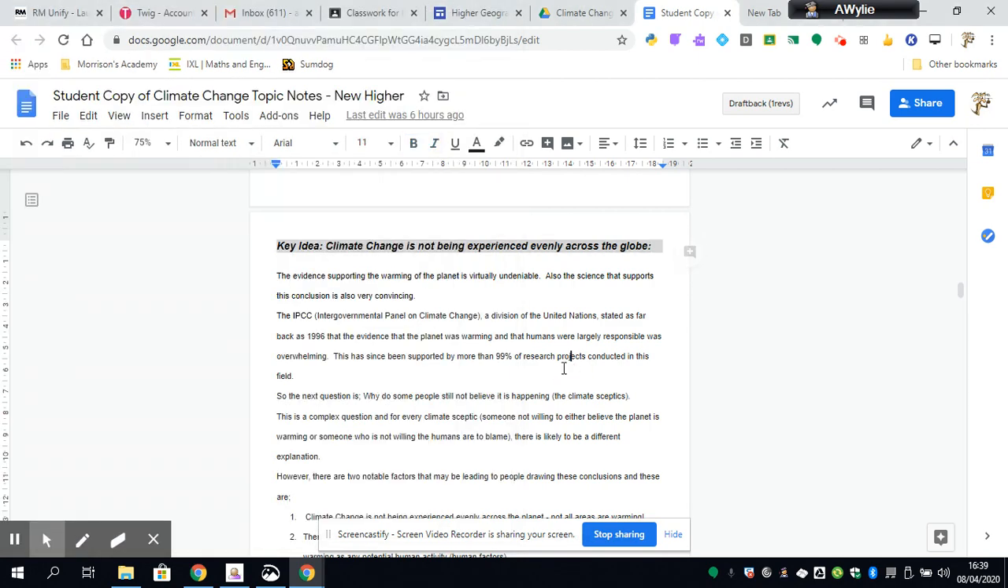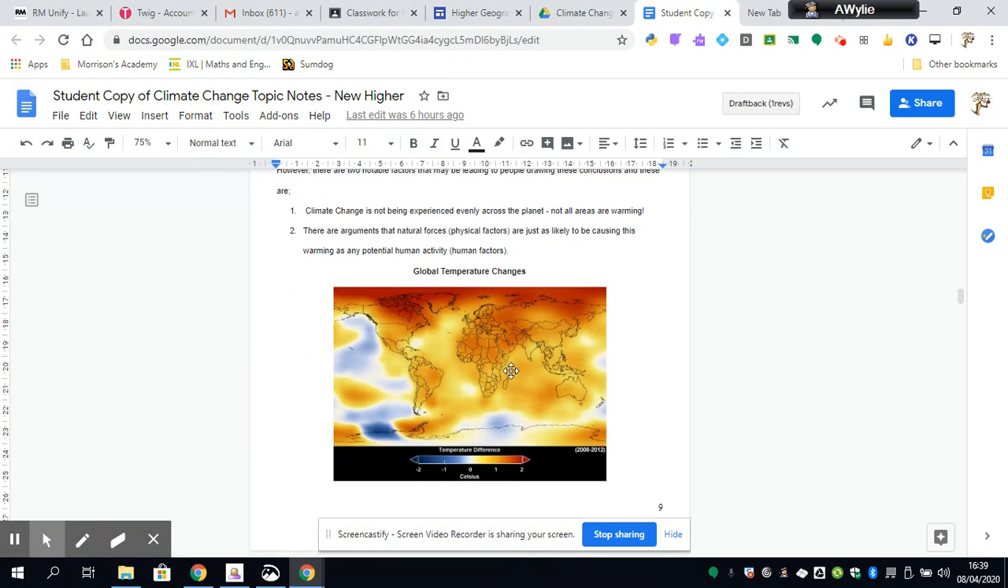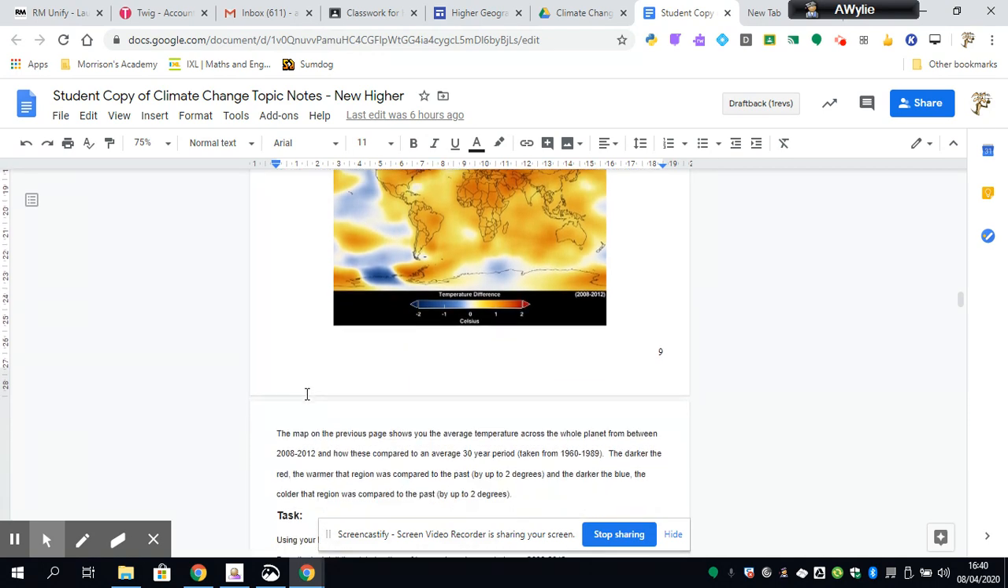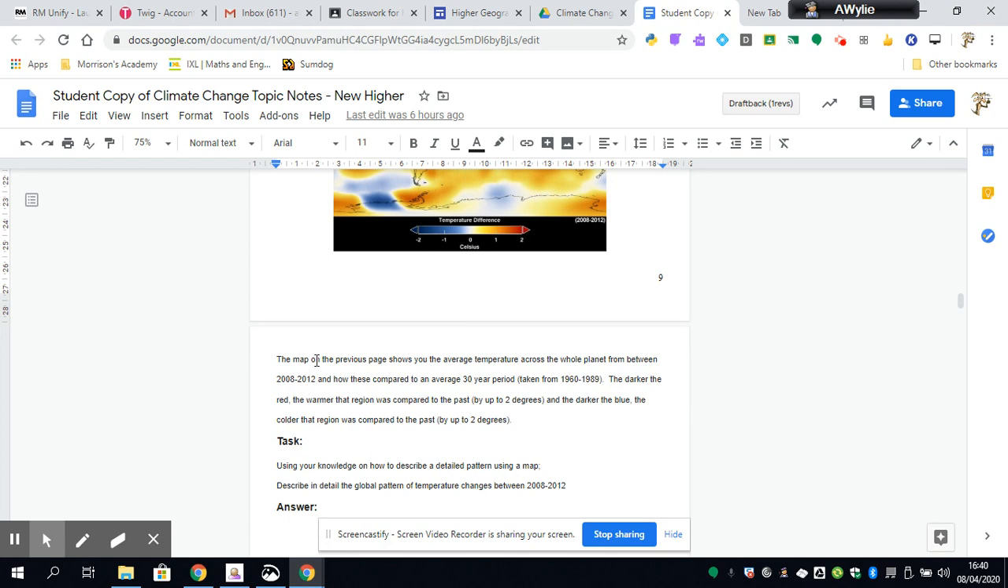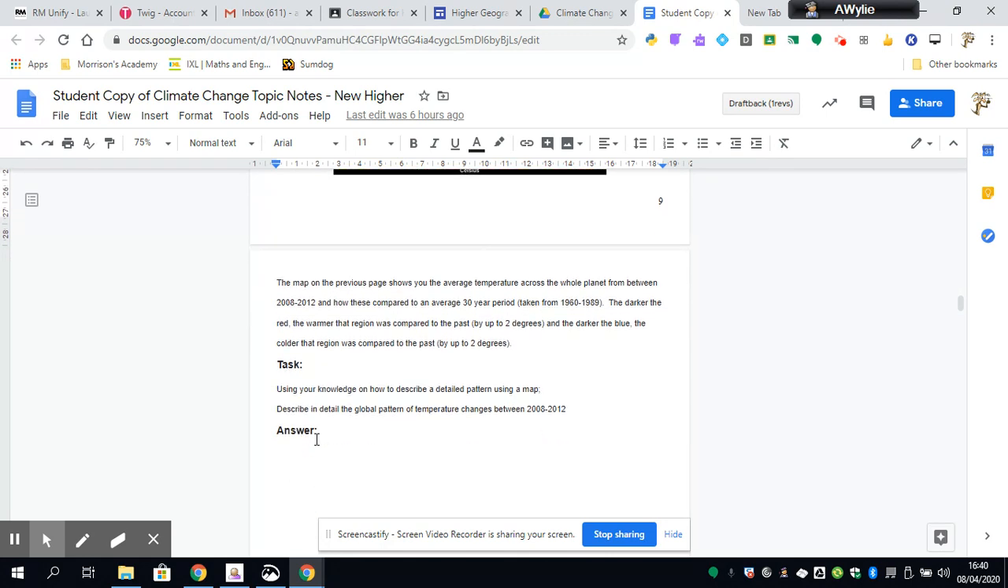And if we actually look at the main notes that go with this, I've put this map for the most recent sort of 4-year period between 2008 and 2012, which shows that there's areas around Antarctica which are actually showing a bit of global cooling, whereas the Arctic is showing noticeable global warming up to almost 2 degrees above the long-term average. So we don't have an even pattern, which is kind of worrying. What I would like you to do in this task is just describe this pattern.